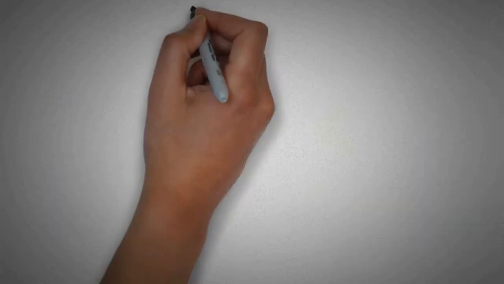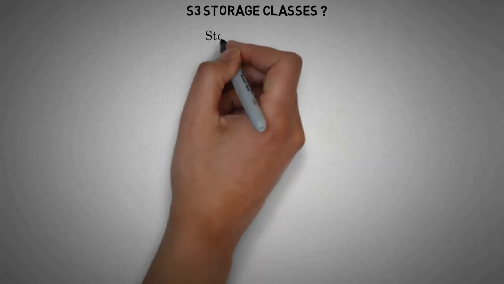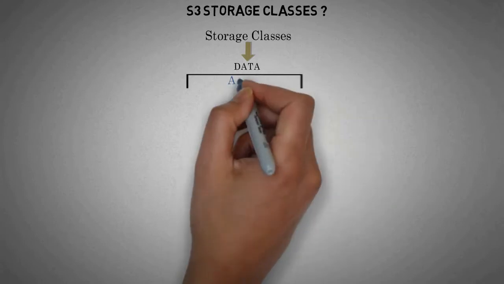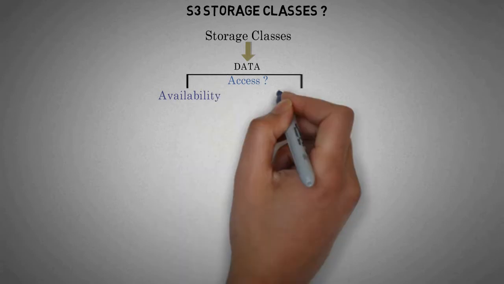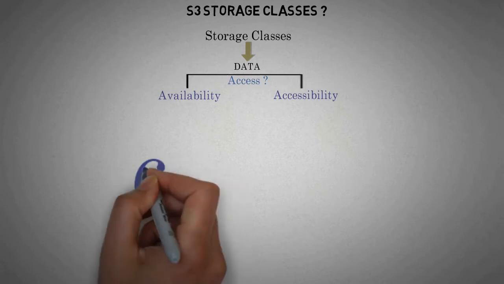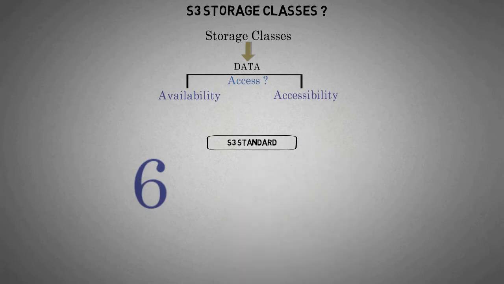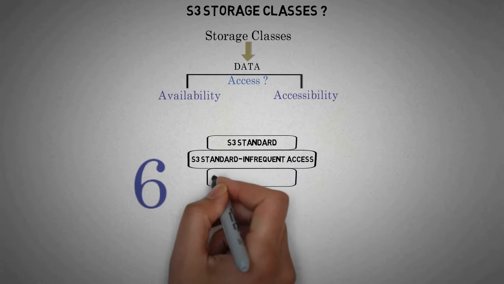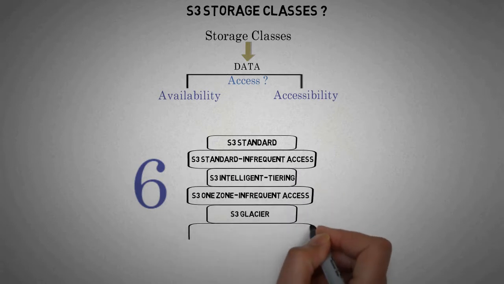So we are left with one question: what are S3 storage classes? S3 storage classes are mainly divided on the basis of how you are going to access your data, and on the basis of the same, the availability and accessibility of your data changes as per the S3 bucket you choose to keep your data in. So S3 storage is divided into 6 different classes: S3 Standard, S3 Standard Infrequent Access, S3 Intelligent Tiering, S3 One Zone Infrequent Access, S3 Glacier, and S3 Glacier Deep Archive.